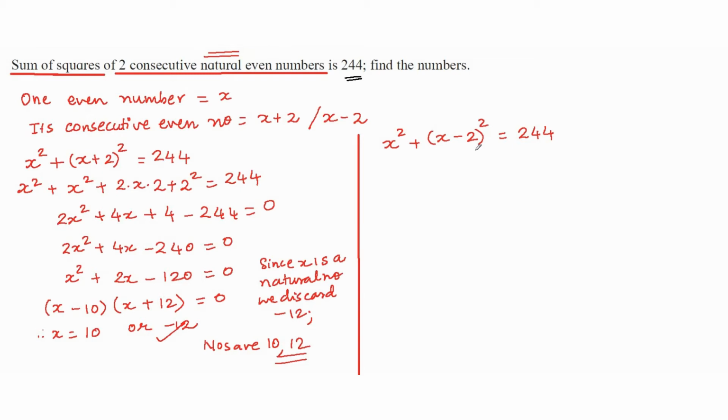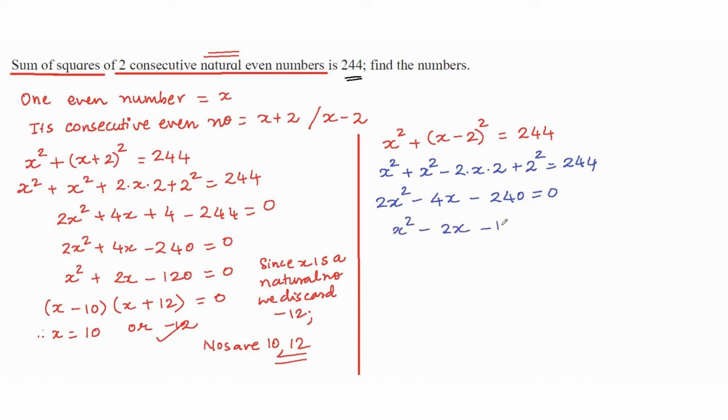Let us now solve the same question using the second idea, which was x square and x minus 2 the whole square. Let's open up the bracket. So this is x square plus a square minus 2ab plus b square is equal to 244, which means 2x square minus 4x minus 240 is equal to 0, and therefore x square minus 2x minus 120 is equal to 0. Again, factorizing this, I would get (x - 12)(x + 10) = 0. This implies x is either 12 or the value of x is negative 10.